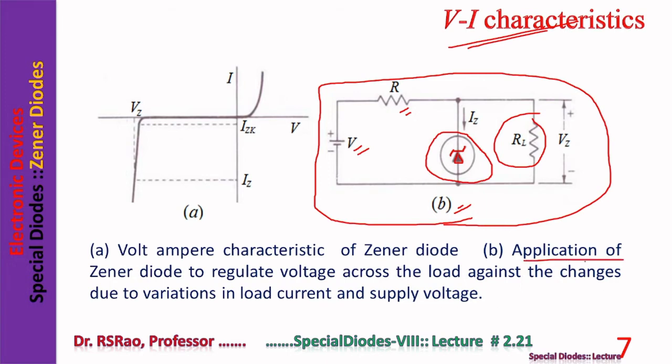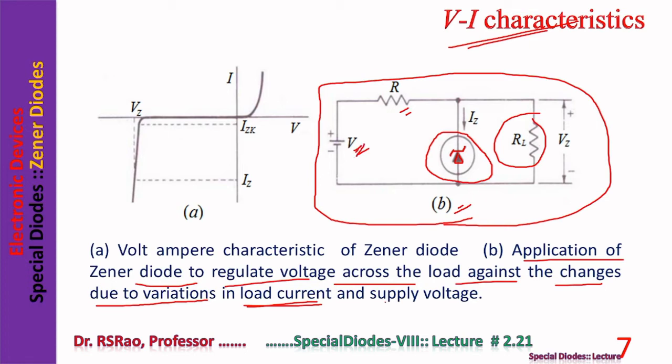Here it is told the application of a Zener diode to regulate voltage across the load against changes due to variation in load current. Suppose RL is varied, then naturally voltage changes. In the absence of a Zener diode, voltage across RL changes. But when we place a Zener diode across RL, the change in the load voltage is, to some extent, arrested, prevented.